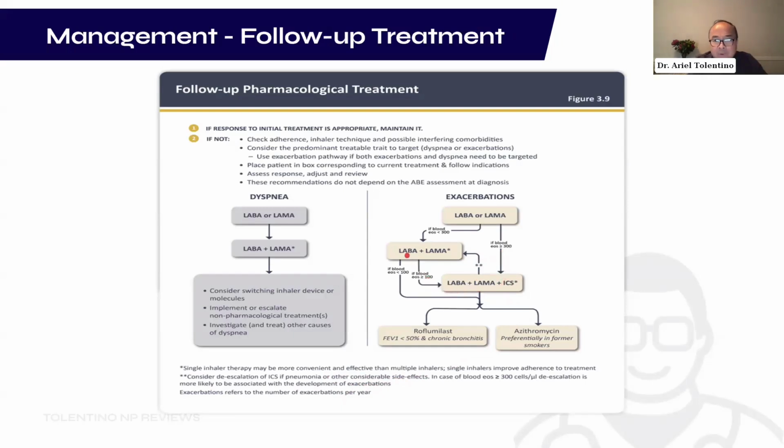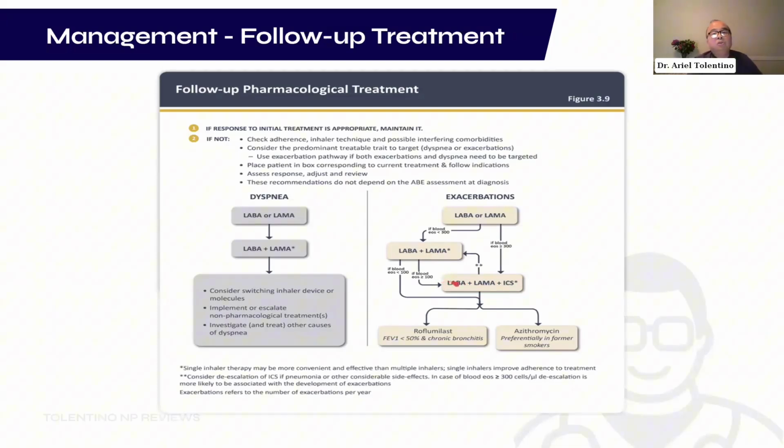Now, if your LABA-LAMA combination is not working for a certain patient with an eosinophil count of greater than 100, we can escalate your LABA-LAMA combination by adding an ICS. Then you will have the triple therapy LABA-LAMA-ICS. That is, again, if your eosinophil count is greater than or equal to 100.